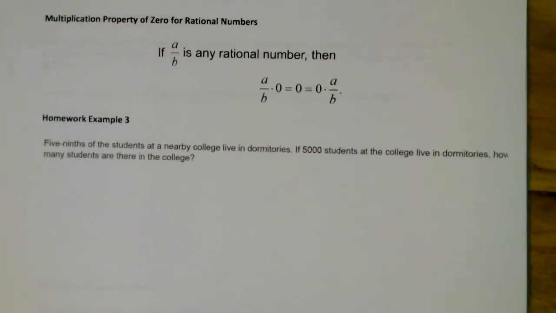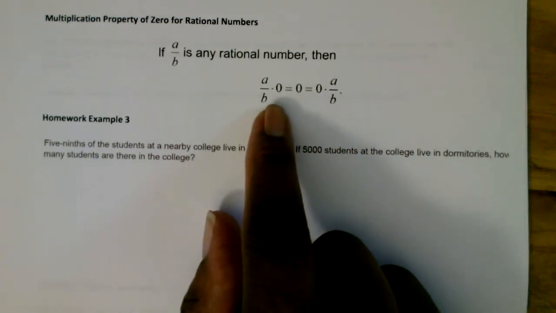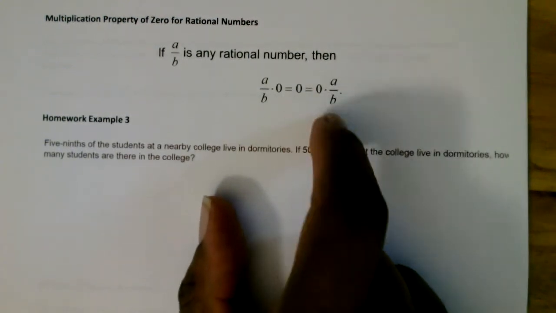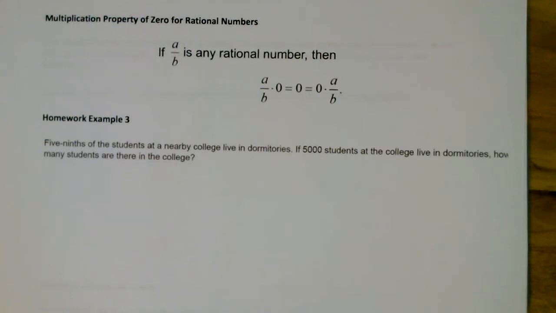All right, on the next page is the multiplication property of 0 for rational numbers. If A over B is any rational number, then A over B multiplied by 0 or 0 multiplied by A over B is going to be 0. So any rational number multiplied by 0 is 0.